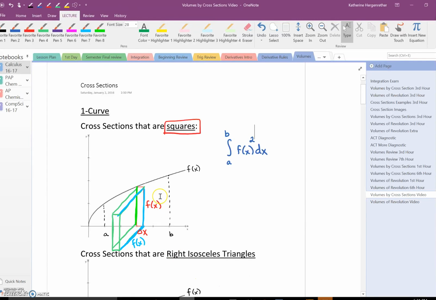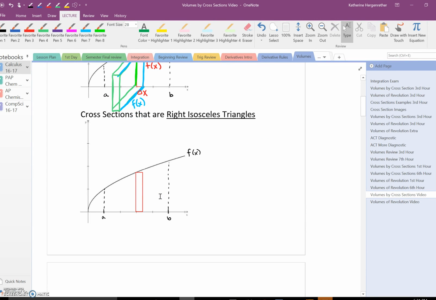Okay, but there are lots more shapes that they can be. So the cross sections can be right isosceles triangles. This one's a little bit harder to draw. The base is still going to sit on this paper, so this distance is f of x, and this one's delta x. But somehow this thing has to come out of the paper so that we create a right triangle out of it. So I'm going to attempt this triangle. Okay, what you need to get out of this drawing is this is the side coming out of the paper at you. So that's coming off the screen at you.